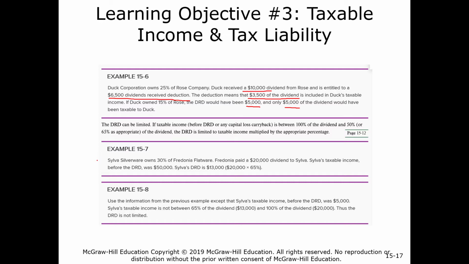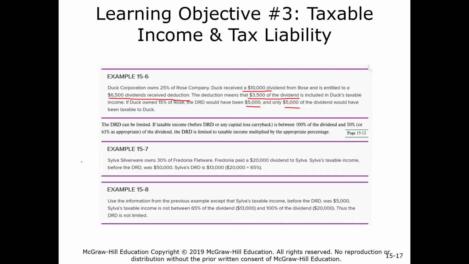In our second example, we have a company that owns 30% of another company. So we're still dealing with the 65% DRD. They received a dividend of $20,000, and we have taxable income of $50,000. So 65% of the $20,000 is $13,000. So out of this $20,000, we're only paying taxes on $7,000 of the dividends.